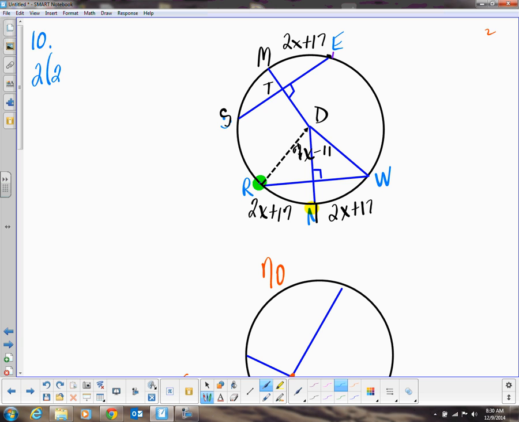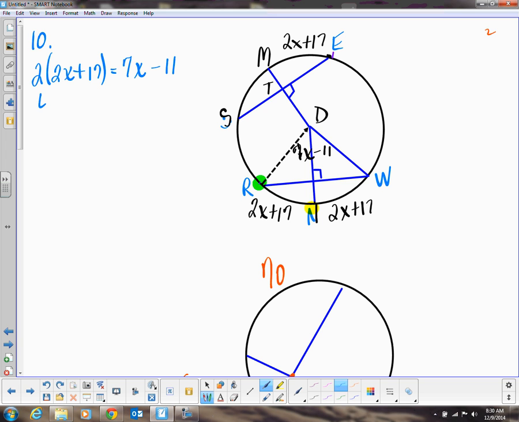So you're doubling 2x plus 17? And what are you setting that equal to? 7x. Right. Why isn't the 2x plus 17 equal to the 7x minus 11? Why are they not equal? Because it's over half. That's correct.